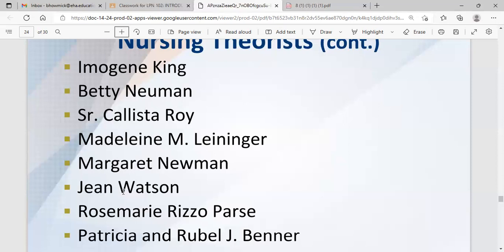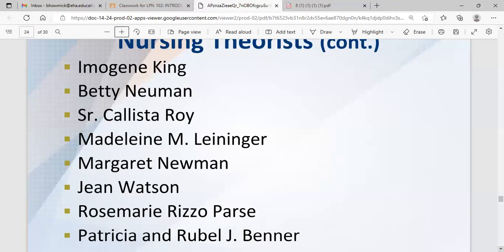Another person is Jean Watson. Jean Watson developed the philosophy of caring, highlighting the humanistic aspect of nursing as it intertwines with scientific knowledge and nursing practice. Okay. And also another person, Sister Callista Roy, views the individual as a set of interrelated systems that maintain the balance between various stimuli. Important, right?